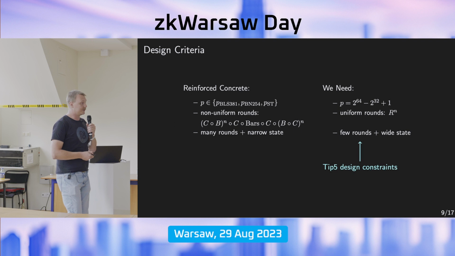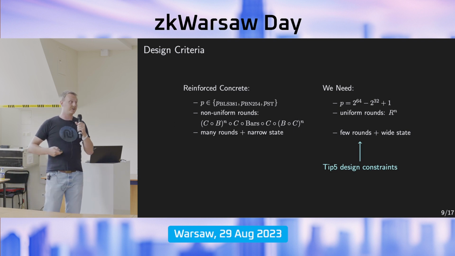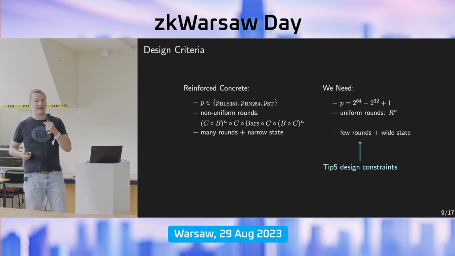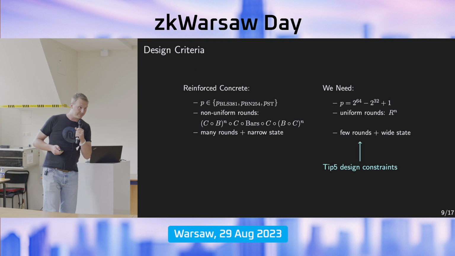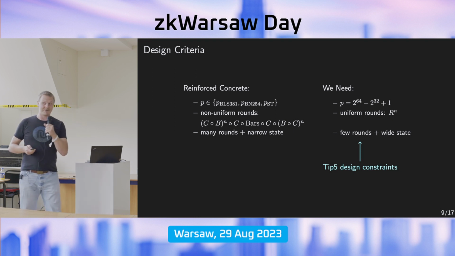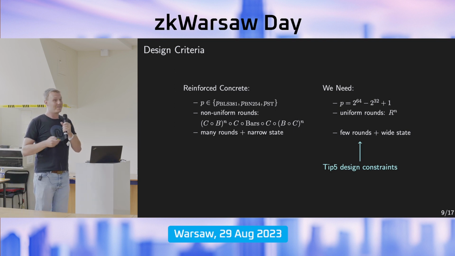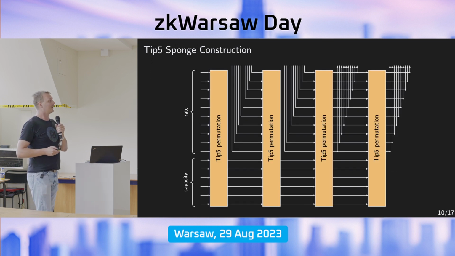So those are the design constraints that went into Tip5. And it's also motivating why we have yet another hash function. So we have 4.5 minutes left. Let's jump through the description of the hash function. But the most important thing was the motivation, which I hope I got across already.